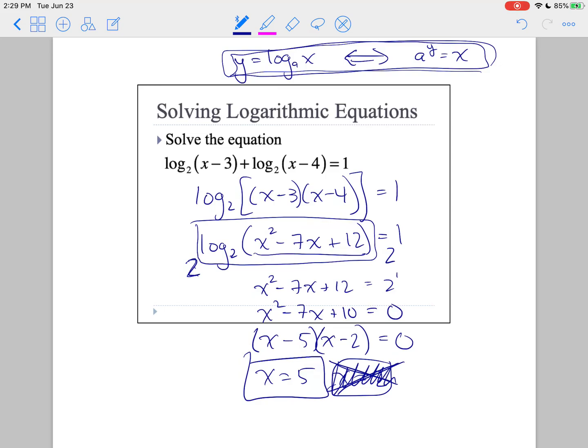All right, in the next video, we're going to go through a word problem, and that's going to take up the whole video, and then we'll be done after that.